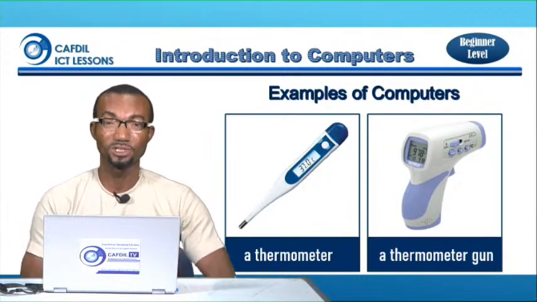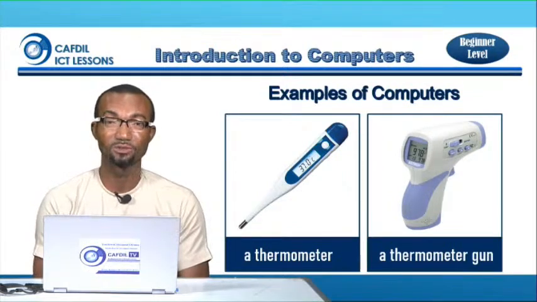And the thermometer is also an example. So you see that they put it under your armpit, and it will take input from your body. It will process it, and that small screen will give you the output.